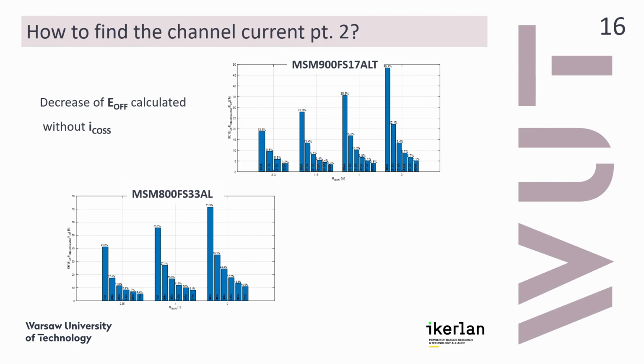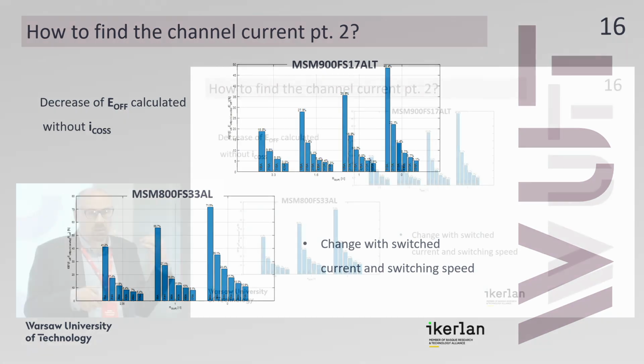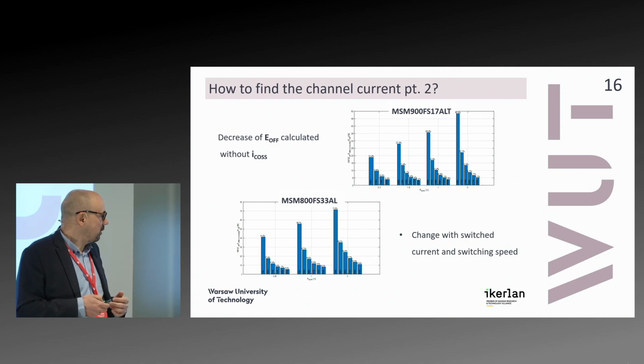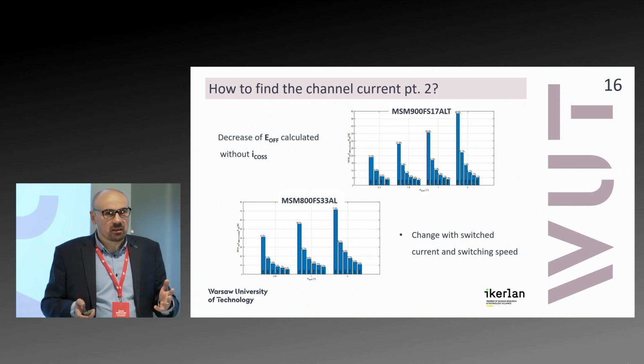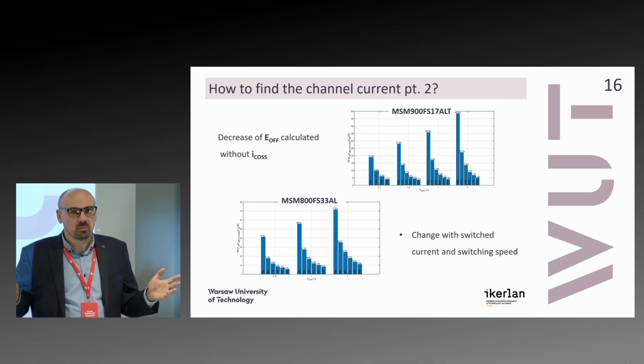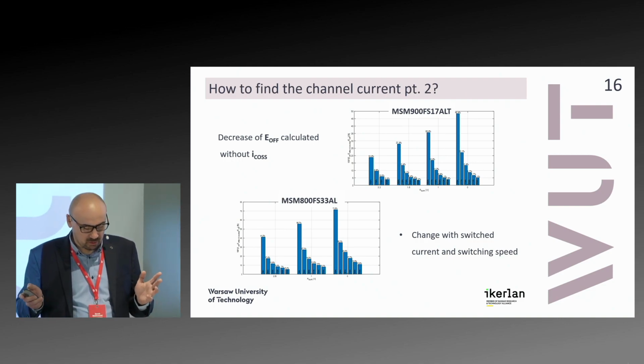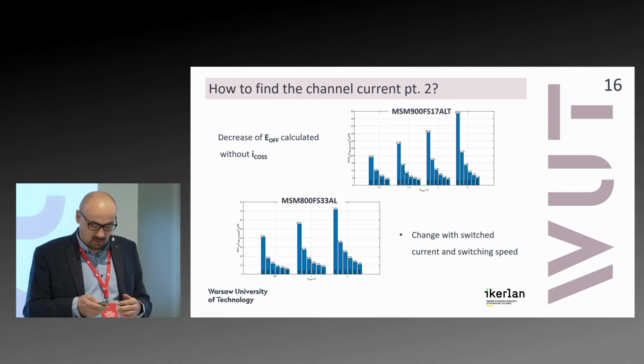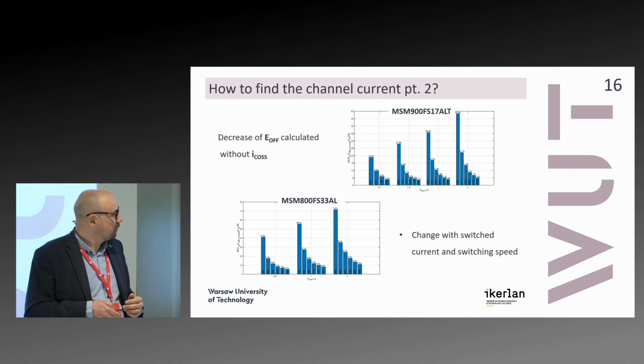So for different switching speeds and different currents, basically the faster the switch, the bigger the difference. The lower the current is, again, the bigger the difference. So I would say that this issue cannot be neglected for sure for these types of power modules.